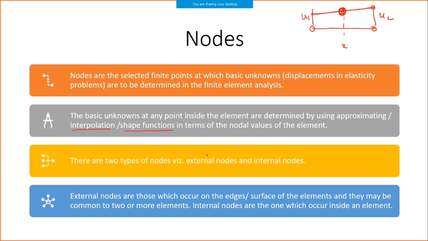And there are two types of nodes, maybe an external node. So these are called external nodes. External nodes occur at the edge of the surface. So 1 and 2 are external nodes and 3 is my internal node.